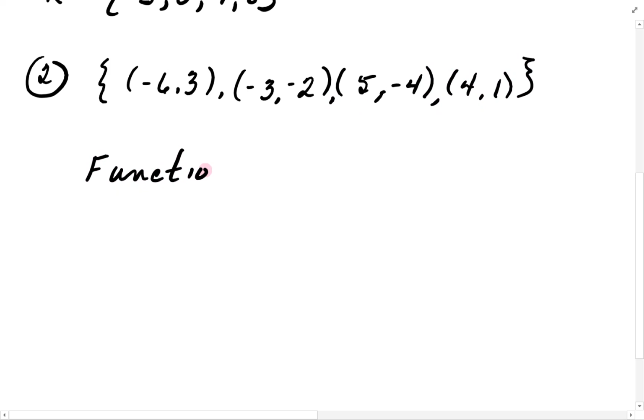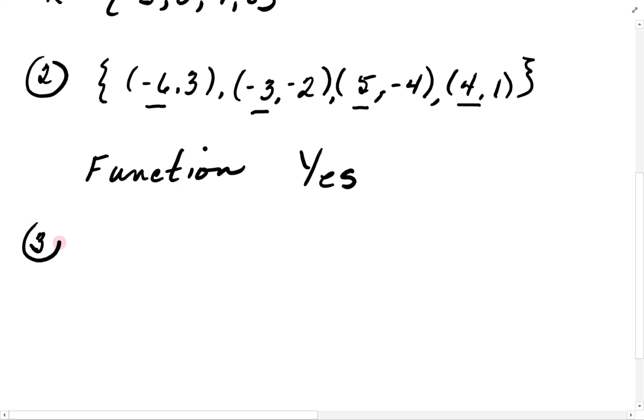In order to test for a function when you have a relation, you see -6 is related to 3 and never related to anything else. -3 is related to -2 and never related to anything else. 5 is related to -4, and I don't see another 5. 4 is related to 1 and not anything else. So each x corresponds to one and only one y. So yes, it is a function.